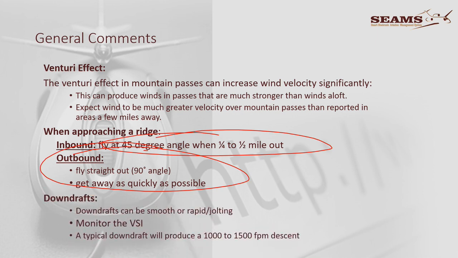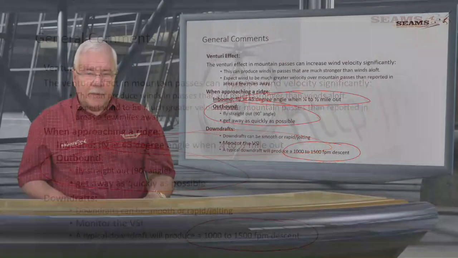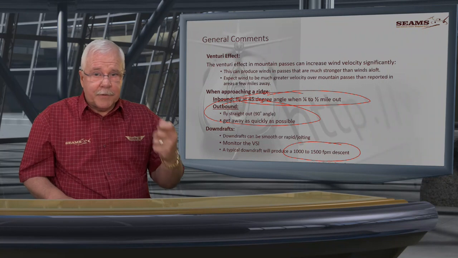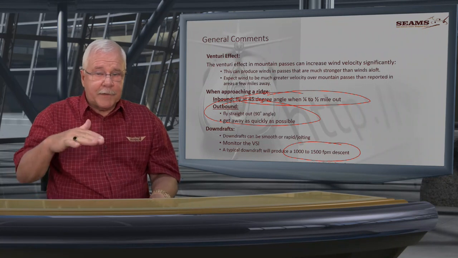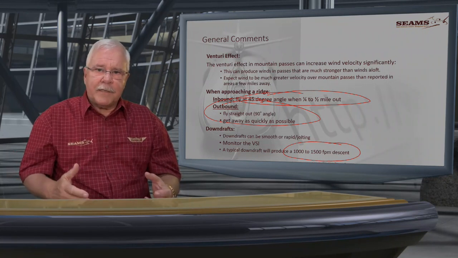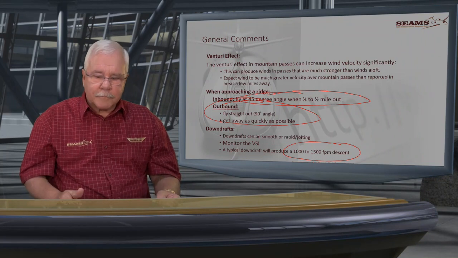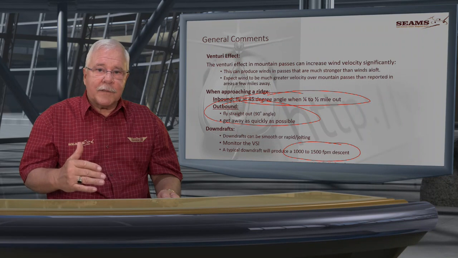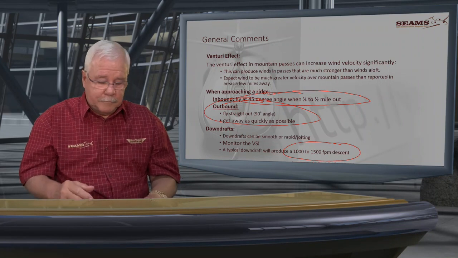Downdrafts can be smooth or rapid, or jolting. Monitor the VSI. A typical downdraft will cruise up to 1,000, 1,500 feet per minute descent. Whoa, are you sure? Yeah, well, an updraft can be so strong that your collective couldn't be on the ground and you're sitting there. Never underestimate the power of nature. There is nothing in nature that limits it to your helicopter.